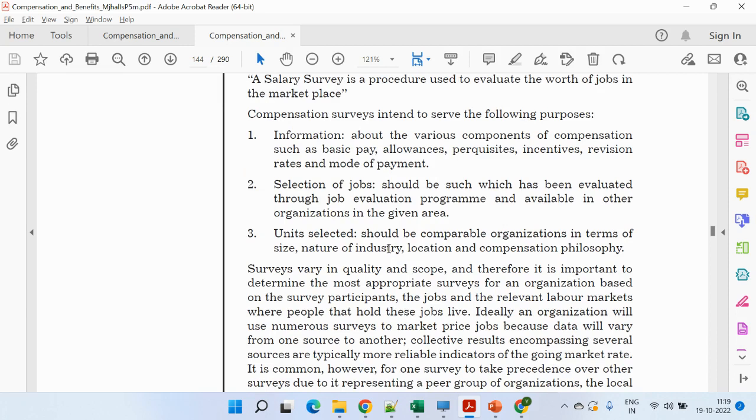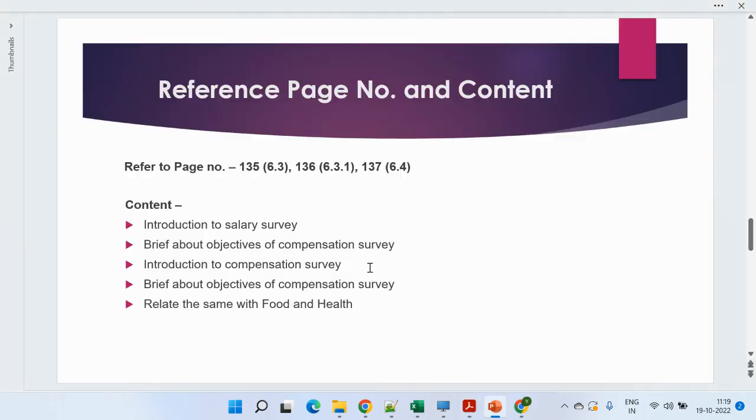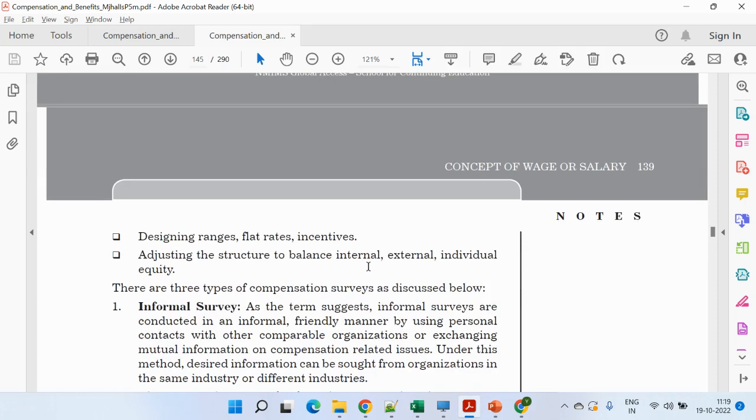It serves the following purposes: one is the information, second is the selection of the jobs, and the third one is the number of units being selected. So these are the things which you need to give a brief about, right?